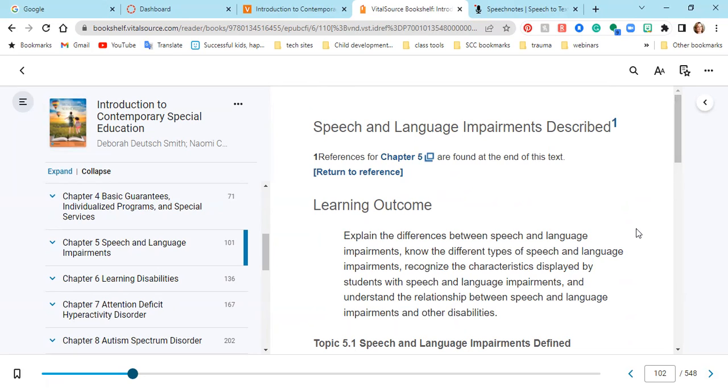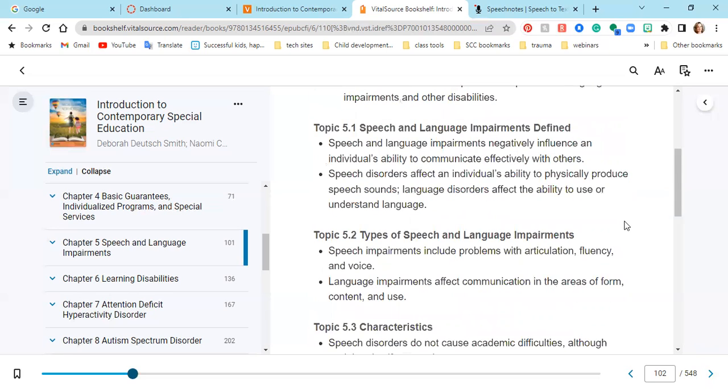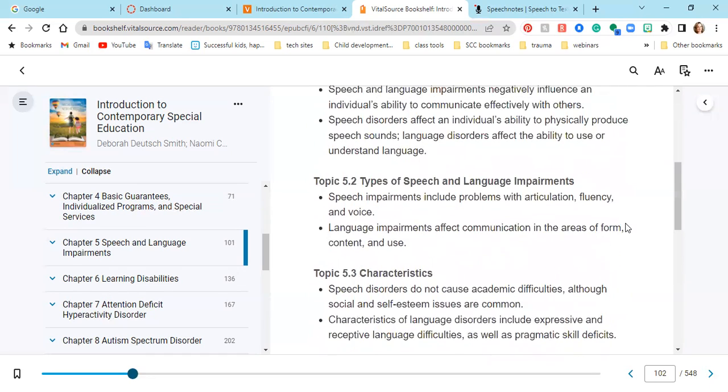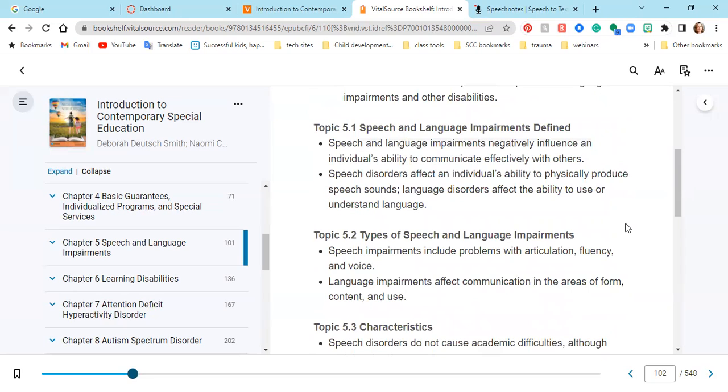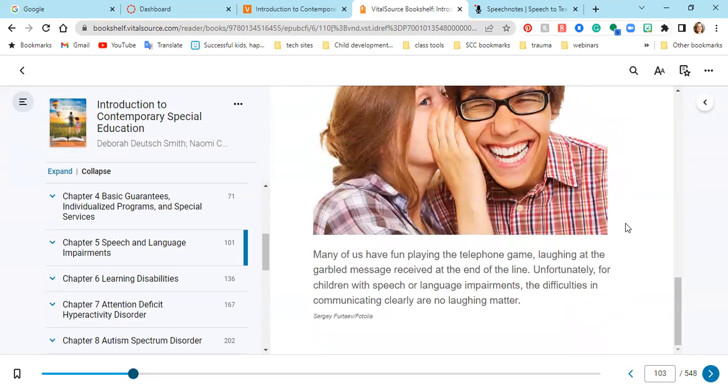Okay, in this section on speech and language impairments described, we want to talk about the difference between a speech impairment and a language impairment. Sometimes people just lump them all together and say speech impairment, right? This gives us the table of contents for the rest of the chapter: 5.1, 5.2, 5.3. We'll talk about the definition, the types and characteristics, prevalence, and placement. Every chapter has this breakdown: defined, types, characteristics, prevalence, and placement. You'll see that.